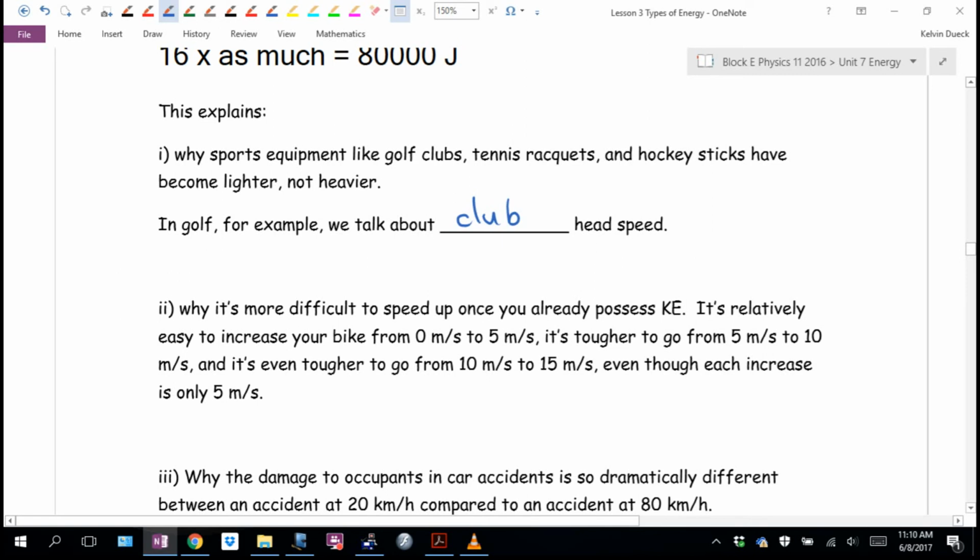This explains why it's more difficult to speed up once you already have kinetic energy. If you're bike riding, it's pretty easy to go from 0 to 5. It's tougher to go from 5 meters per second to 10 meters per second, even though that's the same increase, 5, because of that squared. Oh, and it's even tougher to go from 10 meters per second to 15 meters per second. It's not 3 times tougher, it's 9 times tougher. It's going to be really tiring, because of that squared.